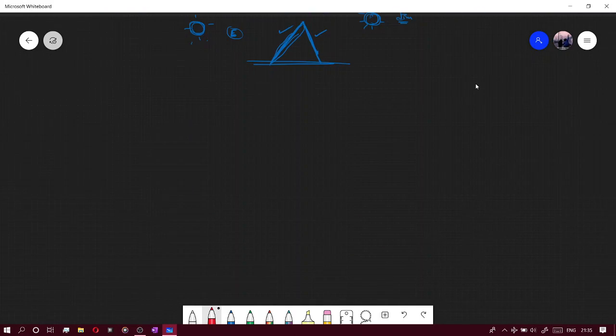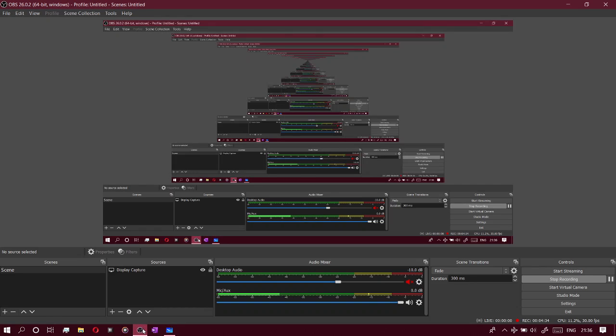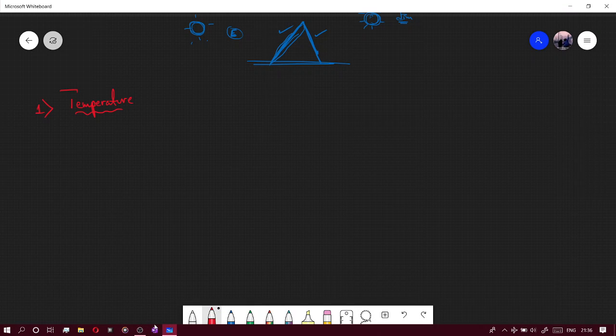Okay, so let's start with temperature. Number one, temperature. Let me just see if it is recording. Yes, it is. Okay, so temperature is the most important factor. This is written in NCERT, important factor. And there is a fancier way of saying important factor, that is most ecologically relevant. It is ecologically relevant, most ecologically relevant.